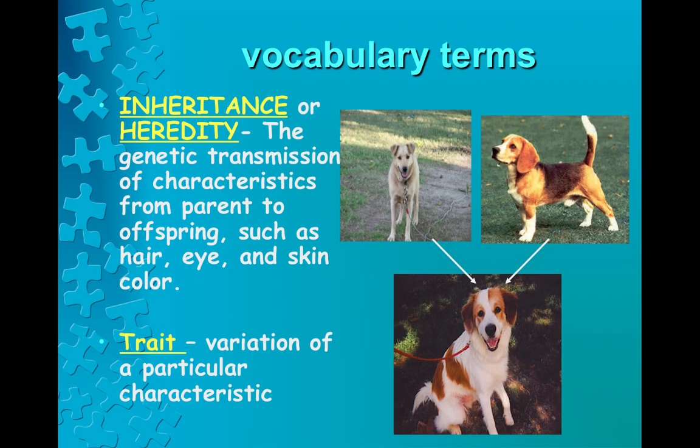So let's make sure we've got a couple of definitions on the books before we move any further today. So when we talk about inheritance or heredity, we're talking, at least from a biological standpoint, of this genetic transfer of characteristics from parent to offspring. So if we look at our cute little puppies here, if we were to mate these two dogs together, what does their offspring ultimately look like? What characteristics do they get from one parent as opposed to the other?